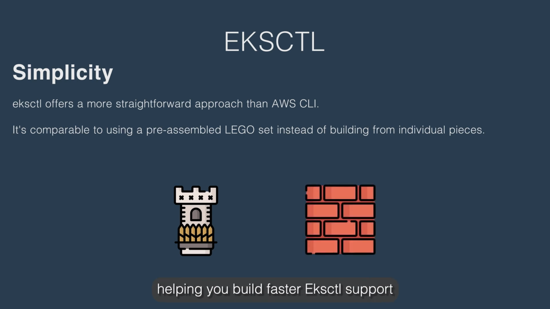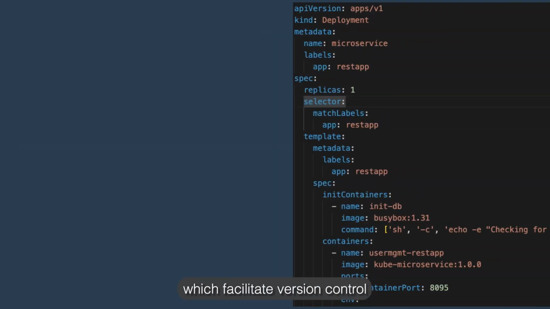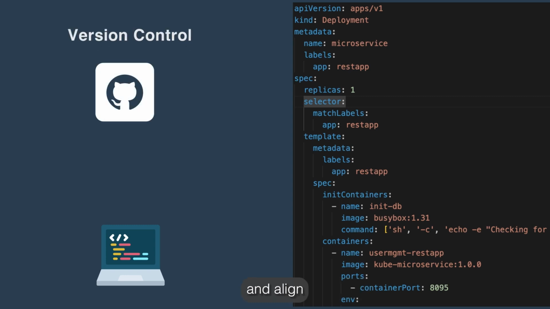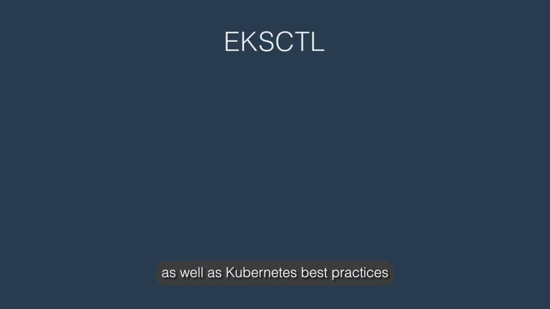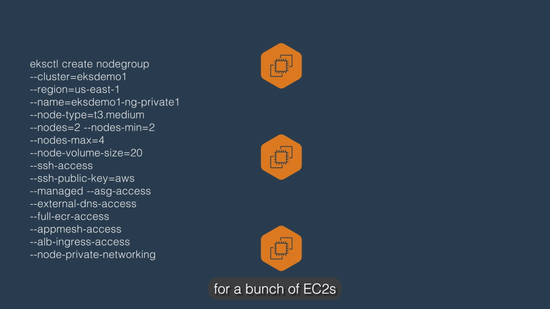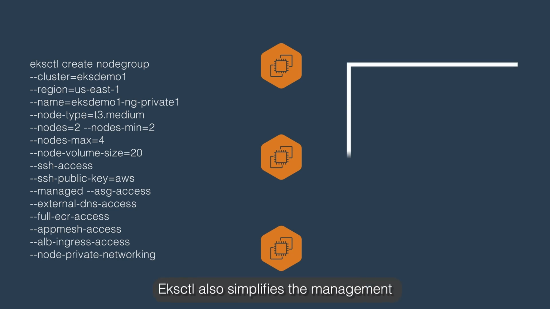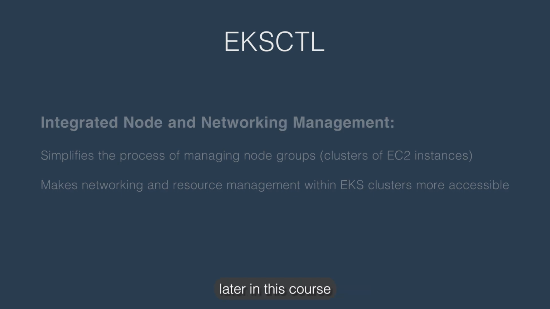you build faster. EKSctl supports defining cluster configuration in YAML files, which facilitates version control and aligns well with infrastructure as code, as well as being a Kubernetes best practice. EKSctl streamlines the management of the node group. By the way, node group is just a fancy term for a bunch of EC2 instances grouped together. EKSctl also simplifies the management of the network and other associated resources within the EKS cluster through straightforward commands. Don't worry about these fancy words, I will break them down later in this course.